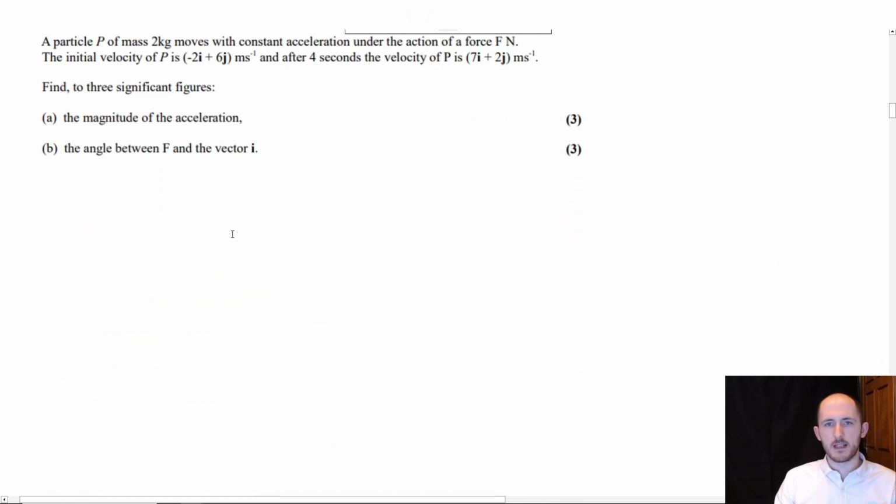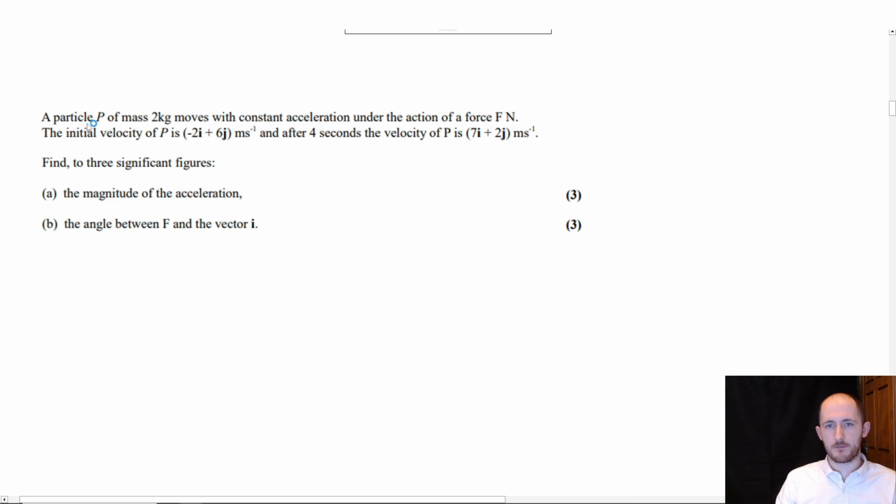Okay, so for question 3, we have a particle P of mass 2 kilograms that moves with a constant acceleration under the action of a force. The initial velocity is minus 2i plus 6j, and after 4 seconds it's 7i plus 2j. Find, to 3 significant figures, the magnitude of the acceleration. Okay, so when we did Suvat, I mentioned that everything except time was a vector. So just because they've given us vectors in the question doesn't mean that we can't actually use our Suvat equations.